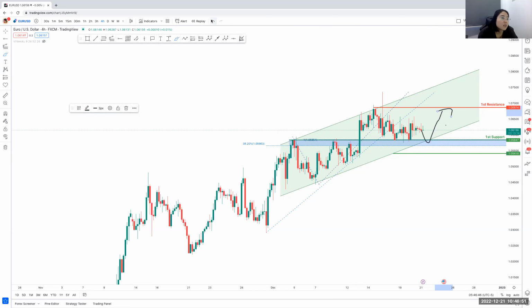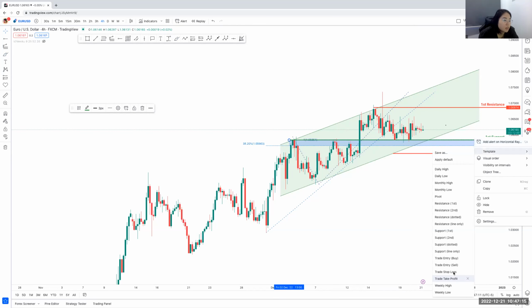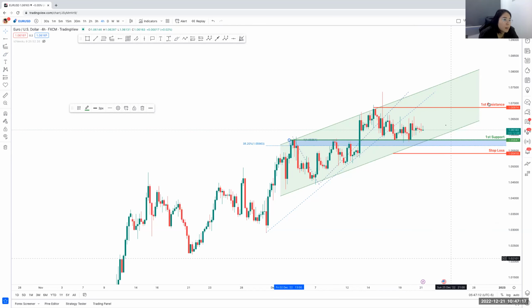If I am wrong, if price doesn't reverse here and instead does a breakout, then it will hit my stop loss, and that's okay. It's okay to hit my stop loss. That's the whole point of a stop loss. The stop loss is to protect you when you are wrong. That's all that it is. So I'm going to put this as stop loss, buy entry, take profit.